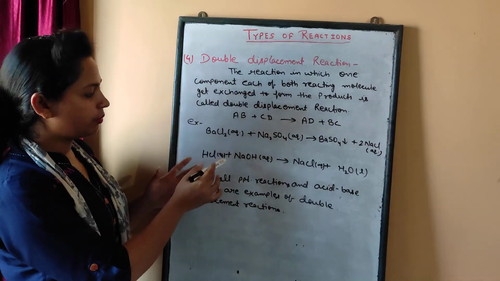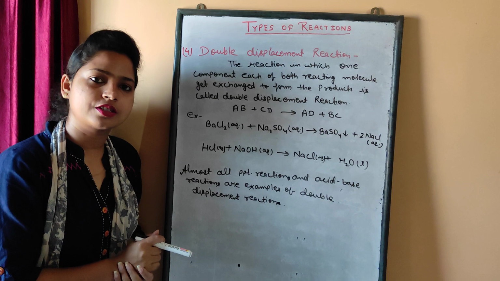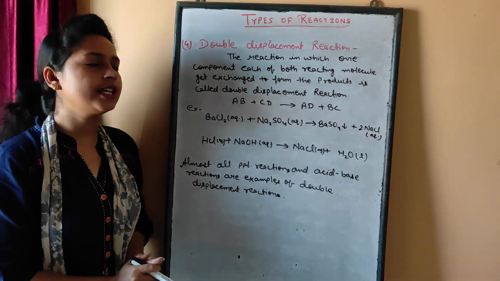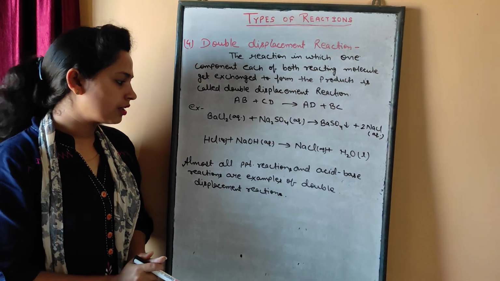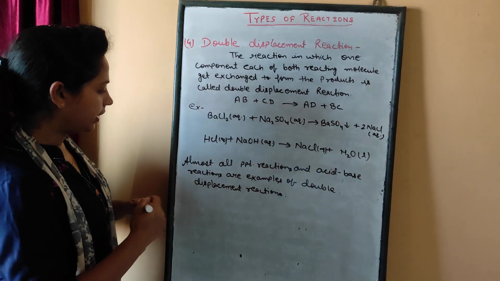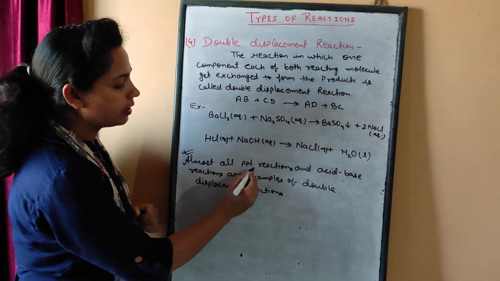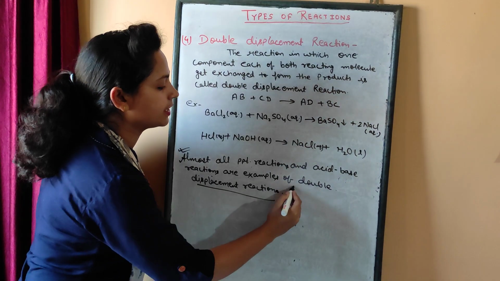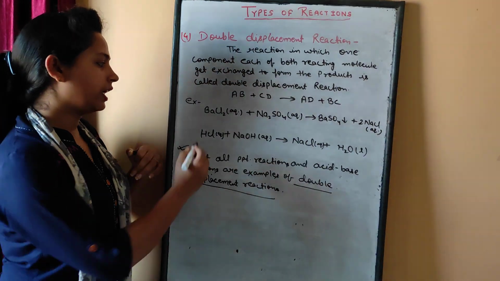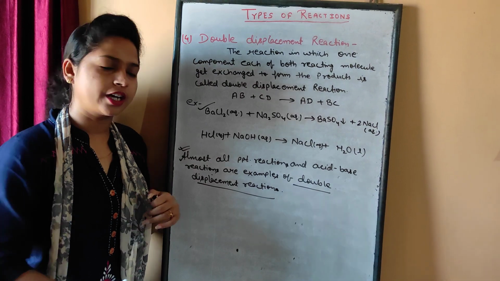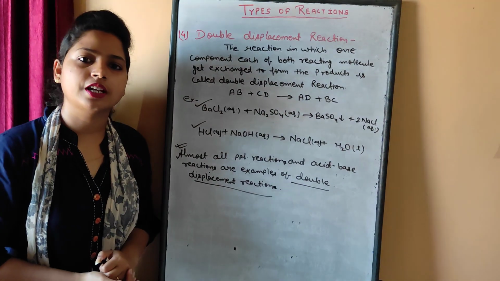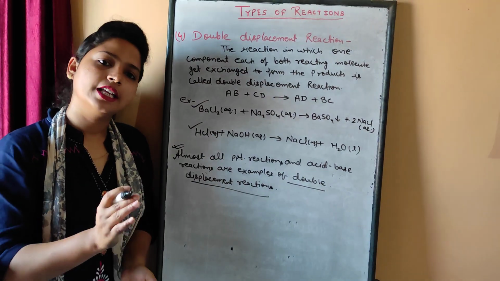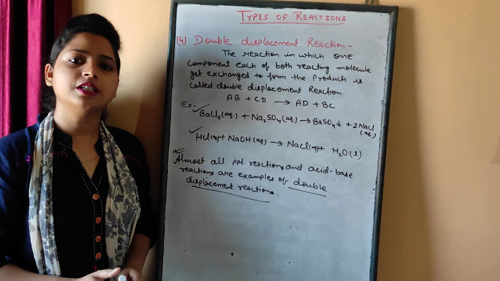So what happens in both reactions? The ions get exchanged. Whenever the ions get exchanged in a reaction, that reaction is called a double displacement reaction. Clear? Now see this point, it is a very important point. Almost all precipitate reactions and acid-base reactions are examples of double displacement reaction. Here I have taken one example of a precipitate reaction and one example of an acid-base reaction. So whenever an acid-base reaction or precipitate reaction occurs, that is an example of double displacement reaction.